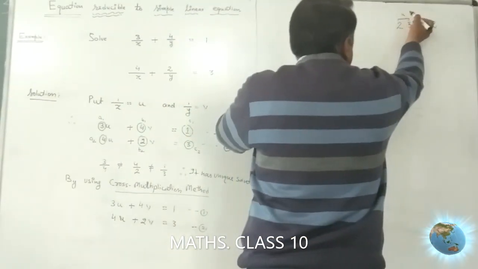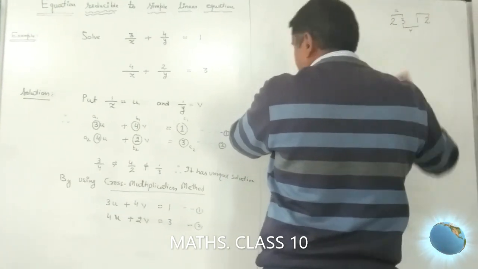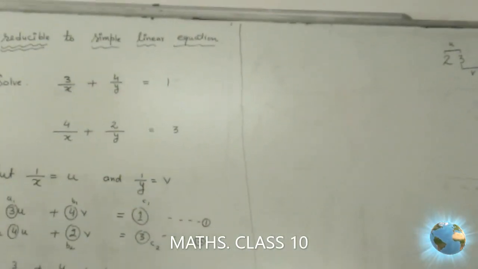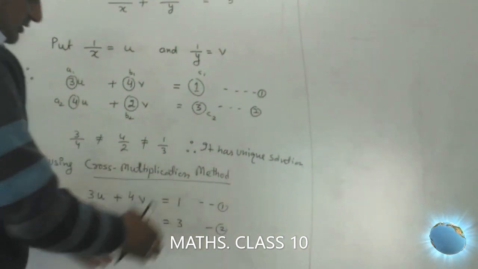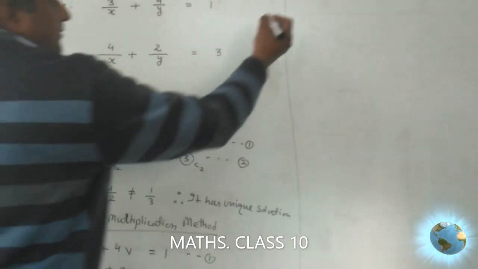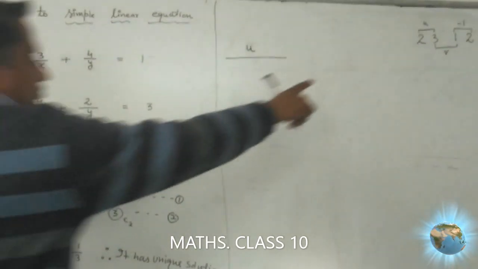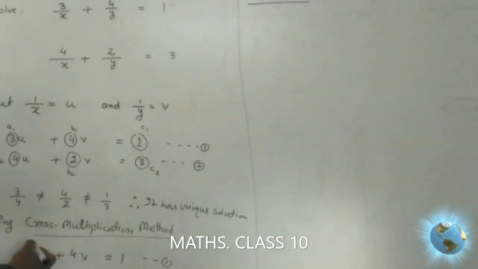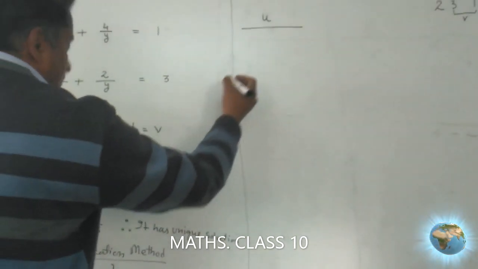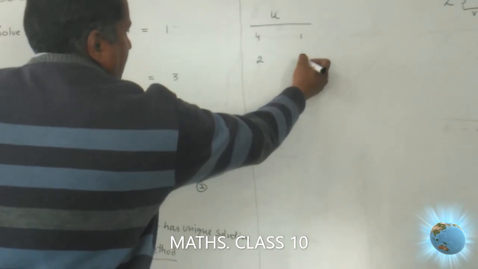So here we write u, and this one for v, and for the first and second columns we write this one for minus 1. We consider minus 1 only if the constant terms are on the right hand side. If the constant term is on the left hand side, then we write 1 only. Below u we use the second and third columns. This is your first column, this is your second column, this is your third column. So in the second column we have 4, 2, and in the third column we have 1 and 3.